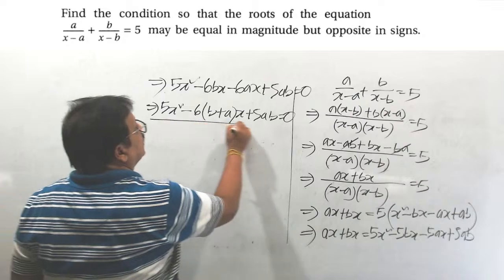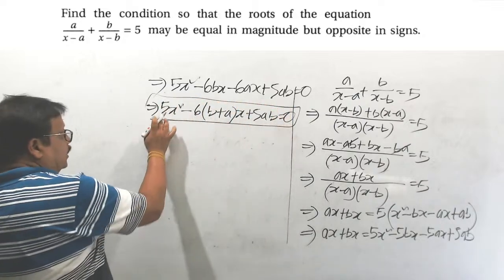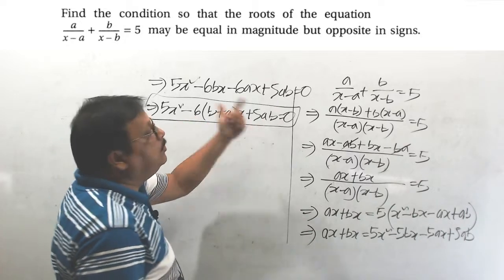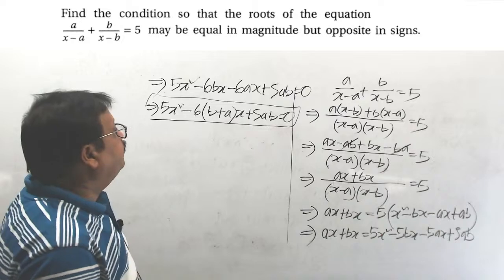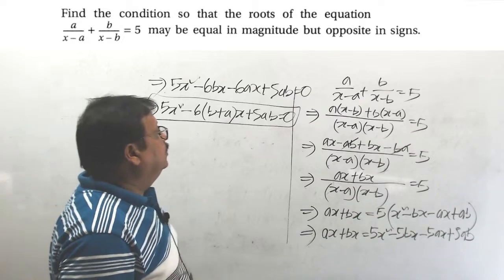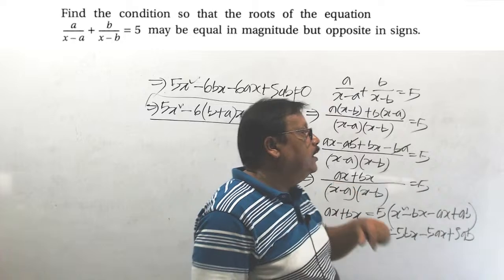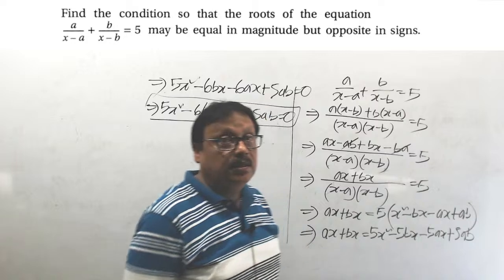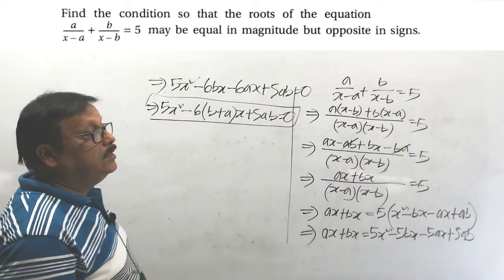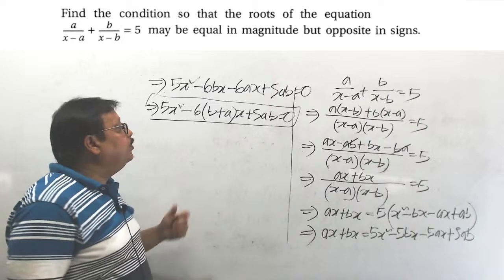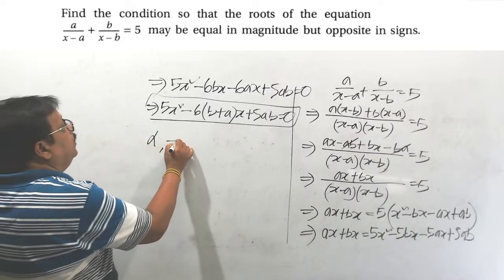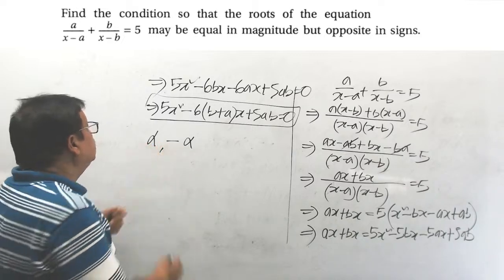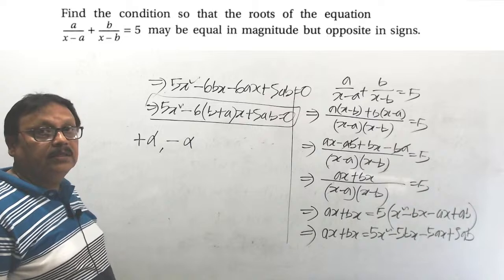It is now in the standard quadratic form, where a is equal to 5, b is equal to minus 6 into (a plus b), and c is equal to 5ab. Okay. Now, what is the condition given? Equal in magnitude but opposite in signs. That means if one root be alpha, then another root be minus alpha. That is plus alpha and minus alpha.